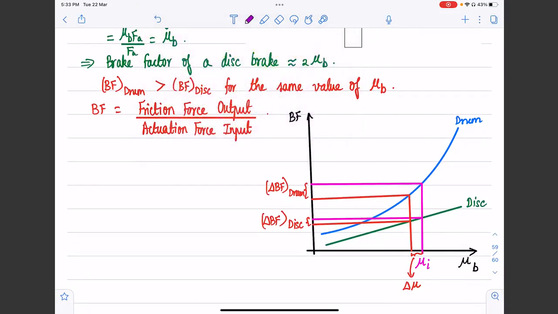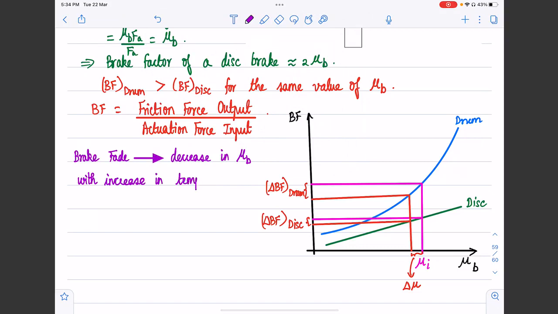Typically during operation, we are going to encounter what is called brake fade. What is brake fade? Brake fade is essentially a reduction in the friction properties of the brake lining due to the temperature increase. To put it in very simple terms, it is a decrease in mu b with increase in temperature. That is one reason. And anyway, when the brake pads or linings undergo wear and tear, their friction properties also change, and that further lowers the value of mu b.